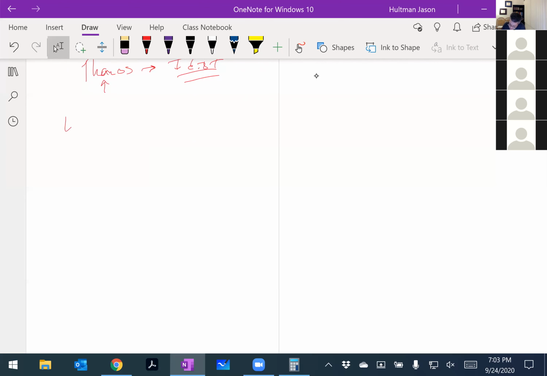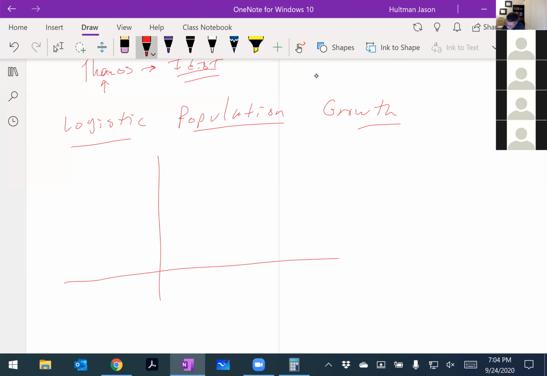There is something called logistic population growth. Logistic population growth has a maximum. Thanos got that right. Way to go, Thanos. There is something called a carrying capacity in a closed system. Whether that system be a planet or universe or whatever, in any closed system, there is something called carrying capacity.